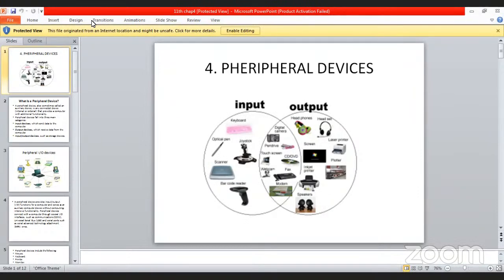Good afternoon. Today we will see chapter number 4, that is peripheral devices. So, what are peripherals? What are the different types of peripheral devices? Why are they used? As well as what the different types are, and all those things we can see here.